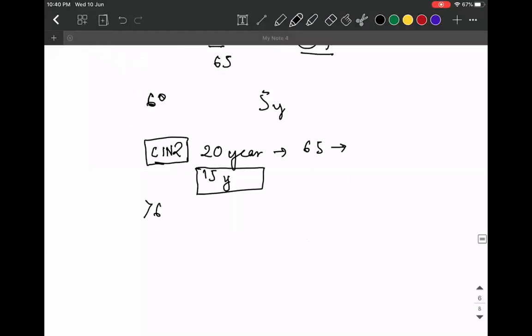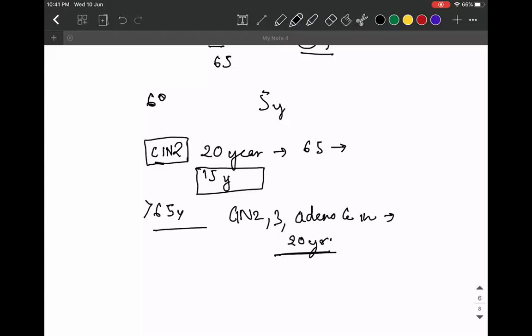More than 65 years of age, unless the person has had CIN2, CIN3, or adenocarcinoma in situ, screening should be for the next 20 years only. So screening should continue beyond the age of 65 only if the patient had a CIN2 or CIN3 or adenocarcinoma in situ, and it should continue for 20 years since the lesion has been treated.